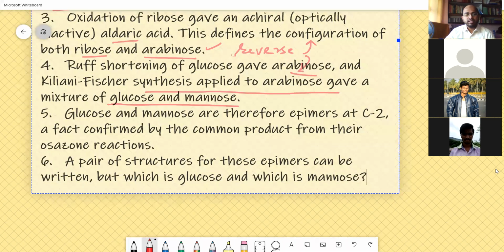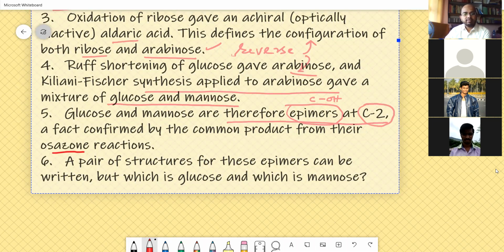It's a very important point here. Glucose and mannose are epimers. An epimer is just an isomer, in which you have OH on the right side. So you have to establish that it is an epimer at C2 only, a fact confirmed with the common product from the osazone reaction. We have already seen this.